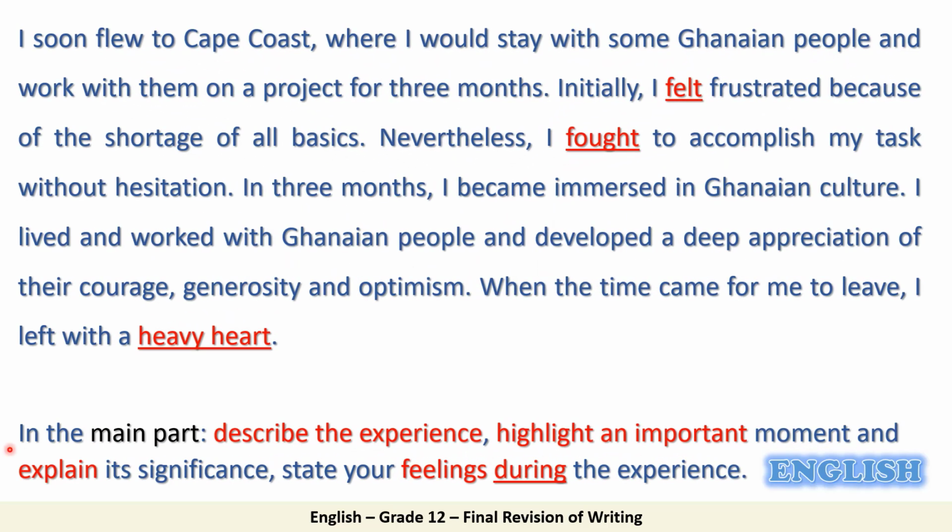The second paragraph is the main part, and in the main part we describe the experience itself, and we highlight an important moment and explain its significance in the story. Then I state my feelings during this experience.